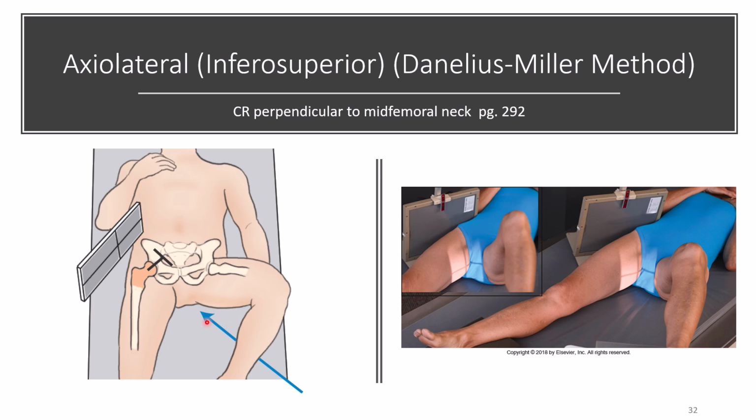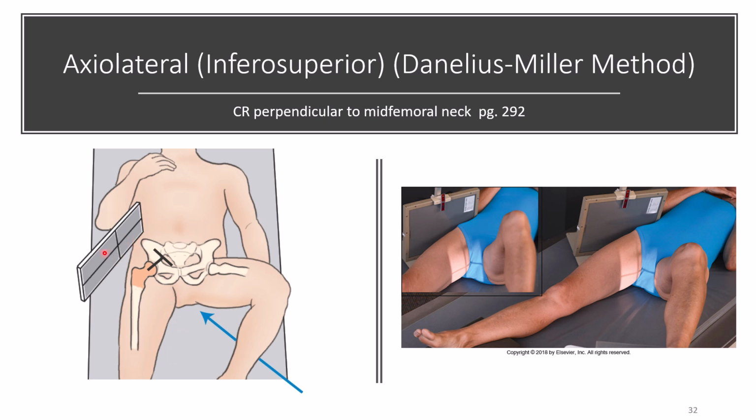The central ray is perpendicular to the femoral neck and perpendicular to the IR. The IR and the femoral neck are parallel to one another. So this is asked quite often on quizzes, tests, and the registry. In the Danelius-Miller method, the femoral neck and the IR are parallel to one another. The central ray comes in perpendicular to the femoral neck and perpendicular to the IR.